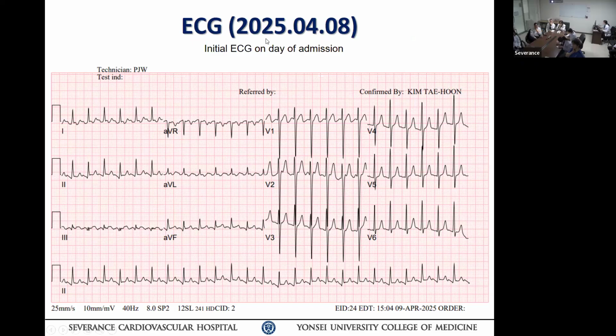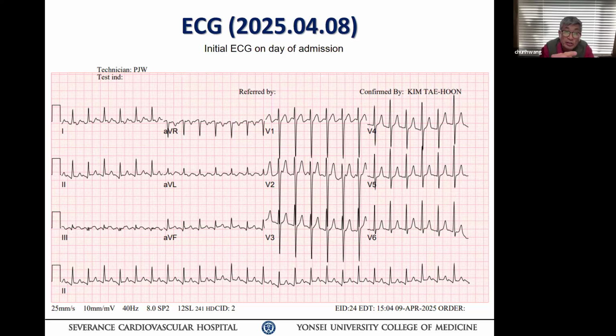Sorry, actually this is the EKG before the pacemaker, because the pacemaker was done on the 9th. So I believe this is the first EKG prior to the pacemaker implantation. How do you interpret this ECG? What's the rhythm? This is not a sinus tachycardia. I hope you're not thinking this is sinus. Is it atrial flutter? Yes, most likely atrial flutter 2 to 1.